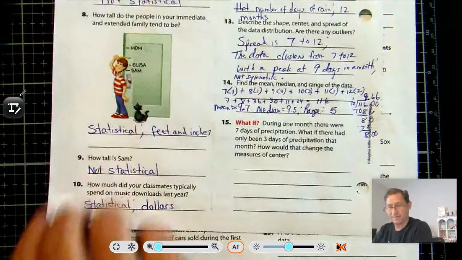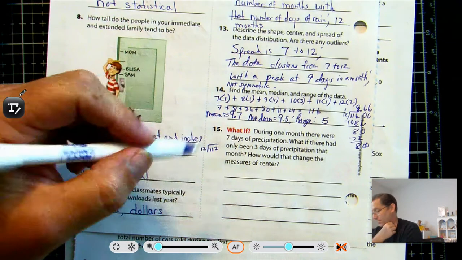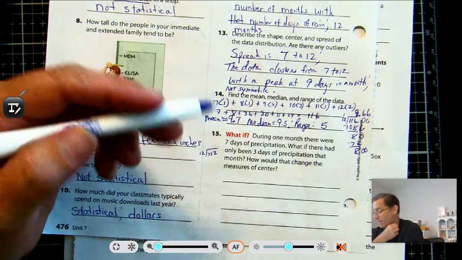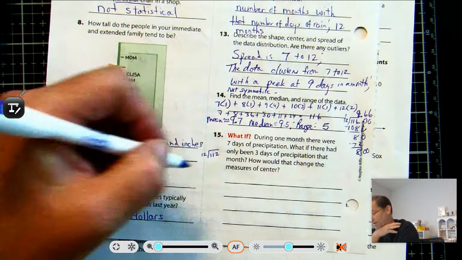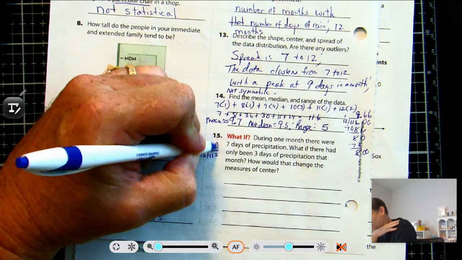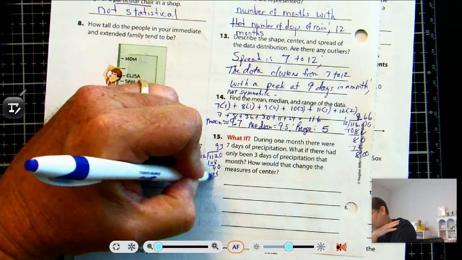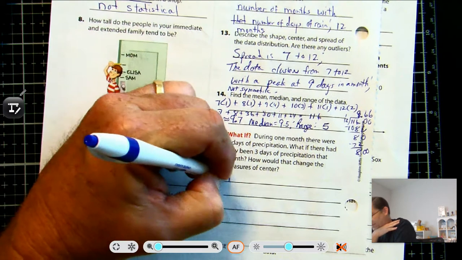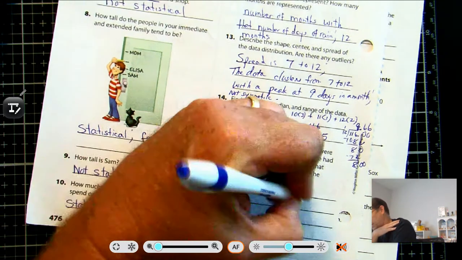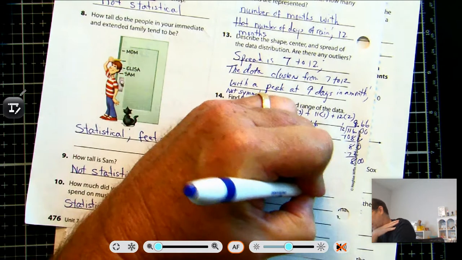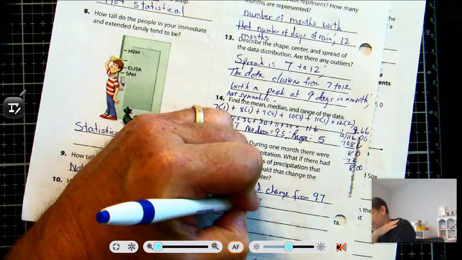So let's see. For the mean, we'd be subtracting 4, because we went from 7 to 3, a difference of 4. So now we're at 112. And we have 9.33, so the mean would change from 9.7 to 9.3. The median would stay the same.